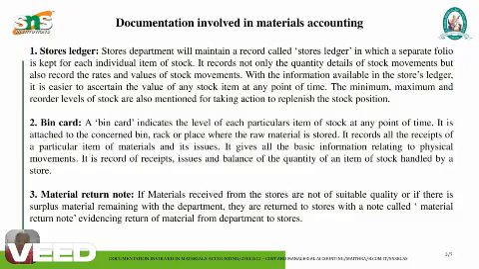Next one is the bin card. The bin card indicates the level of each particular item at a point of time. It is attached to the concerned bin or rack or place where the raw material is stored. It records all the receipts and issues of a particular item of material. It gives information relating to physical movement, and it is recorded on the basis of the receipt, issue, and balance method.